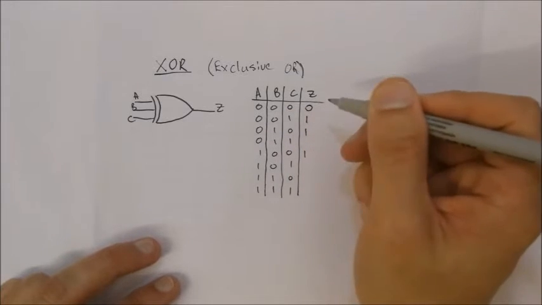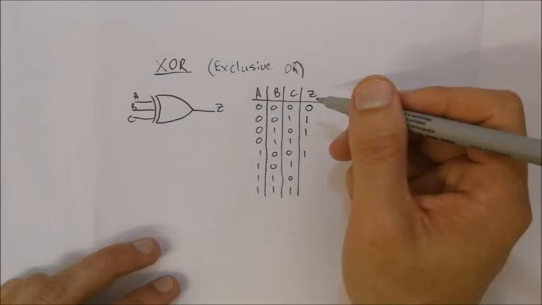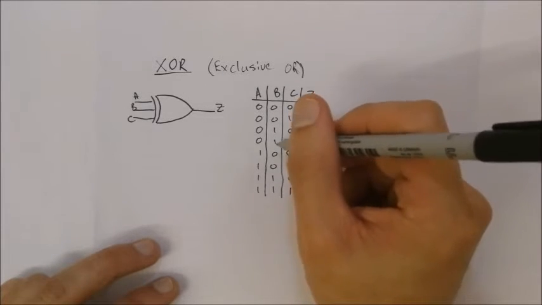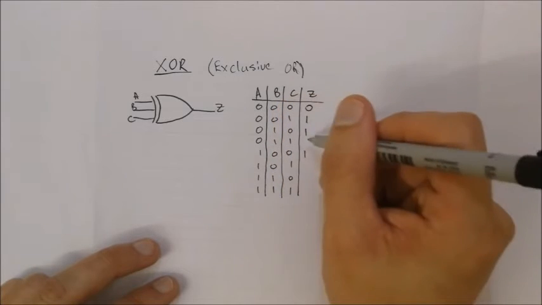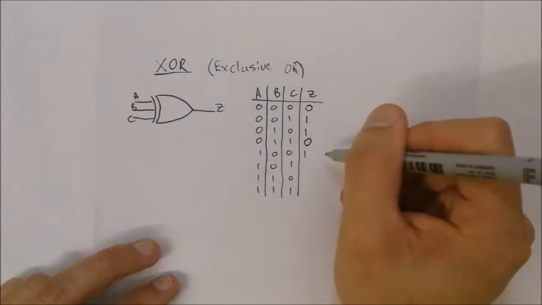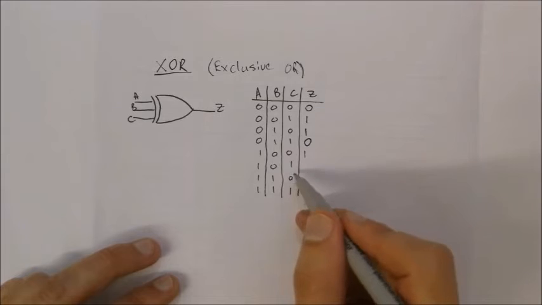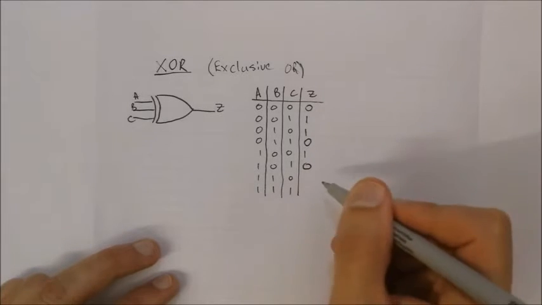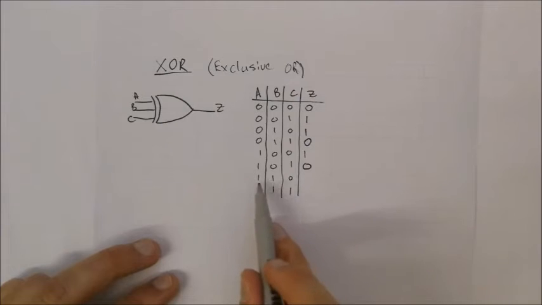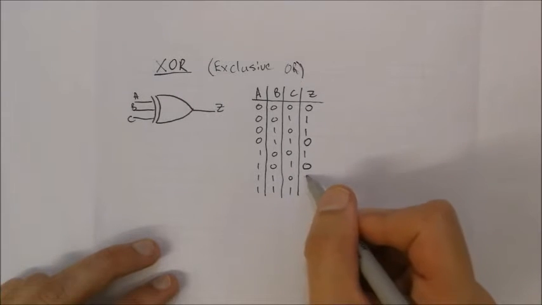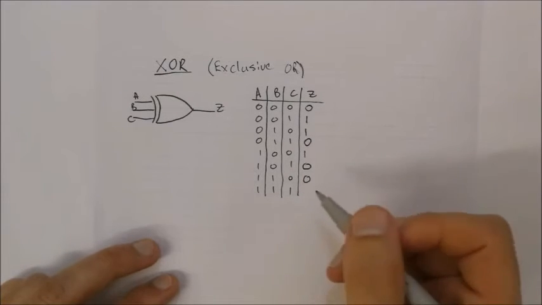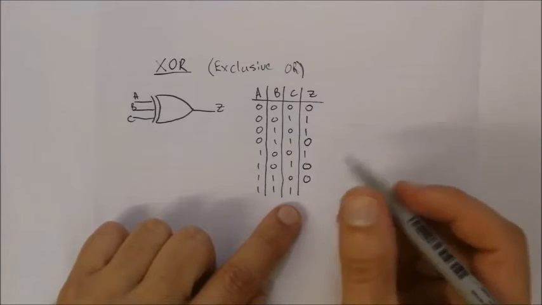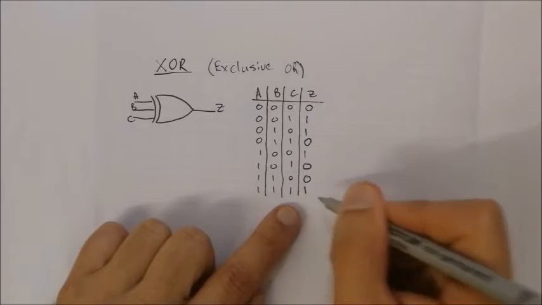And then, if all the inputs are 0, then the output would be 0. But what would happen in a situation where we've got, for example, 2 inputs that are 1? If there's 2 inputs that are equal to 1, that would be an output of 0. Similarly, over here we've got 2 inputs that are 1, so that would give an output of 0. We've got 2 inputs over here that are 1s, which gives an output of 0. But if there's 3 inputs that are 1, then the output would be 1.